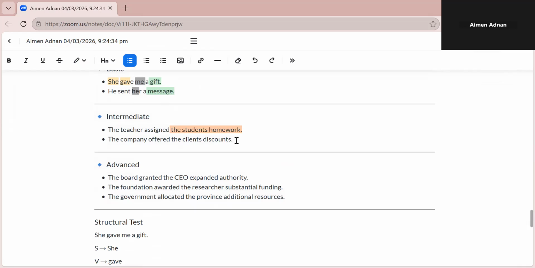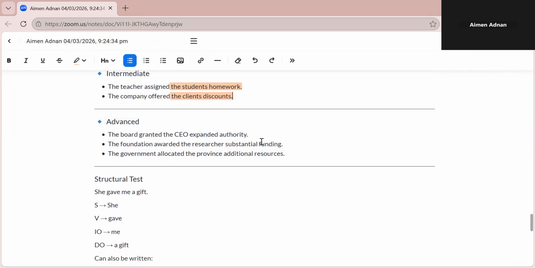Now, look at the other sentence. The company offered the clients discount. Now, what is the company offering? The name of the action is discount. So, discount will be the direct object. But the offer is being made to whom? Yes, the offer is made to the clients. The clients are the ones who are being offered. The action is done on the clients. And that is why the clients will be the indirect object.